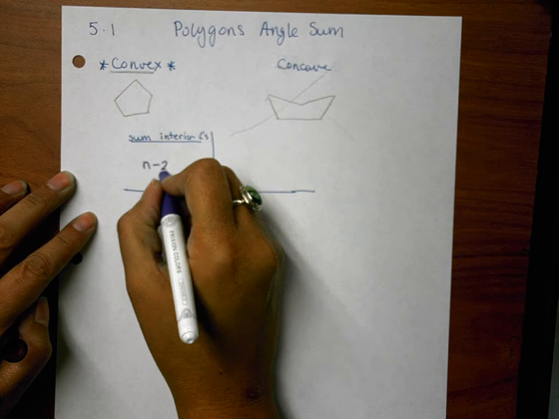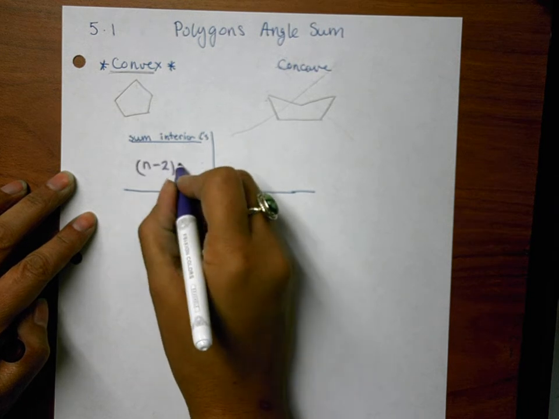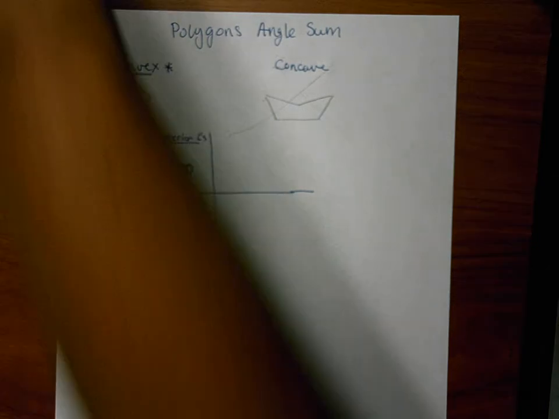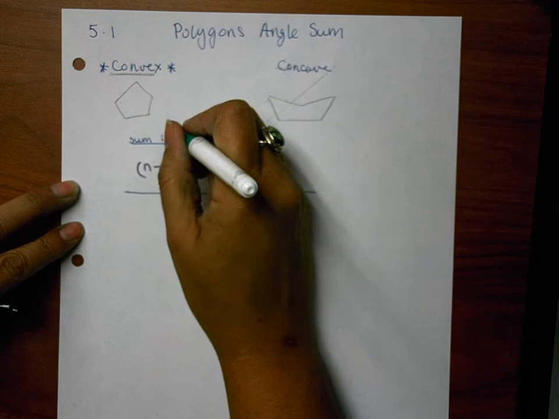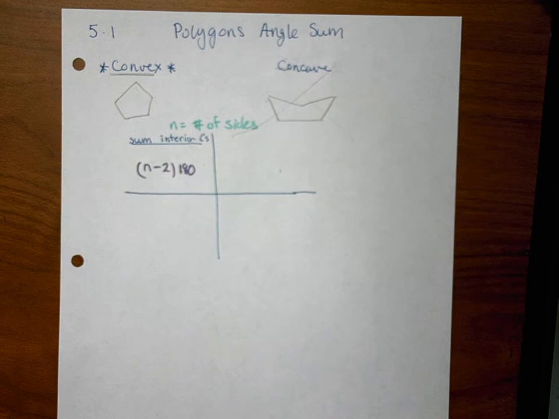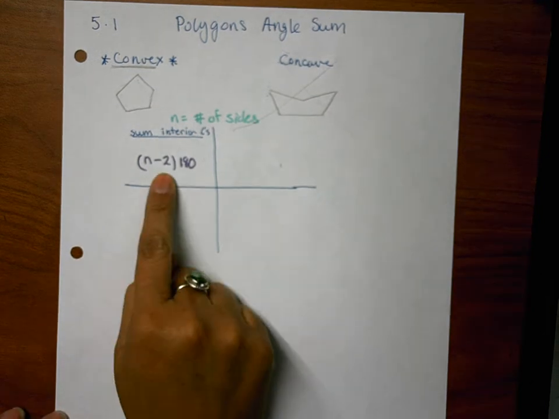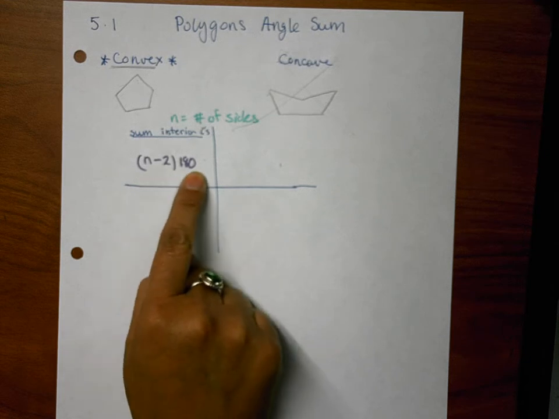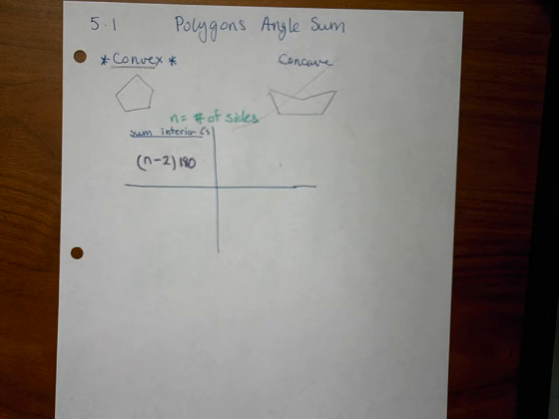N, which stands for the number of sides, minus 2 times 180. And I'll put up here, N equals the number of sides. Okay, so you'll take the number of sides minus 2 times 180. One that we know that we can test, a triangle. A triangle has 3 sides. We know what the sum is. Let's test it. 3 minus 2 is 1. 1 times 180 is 180, and that is what the sum of the interior angles for a triangle is. So it does work.